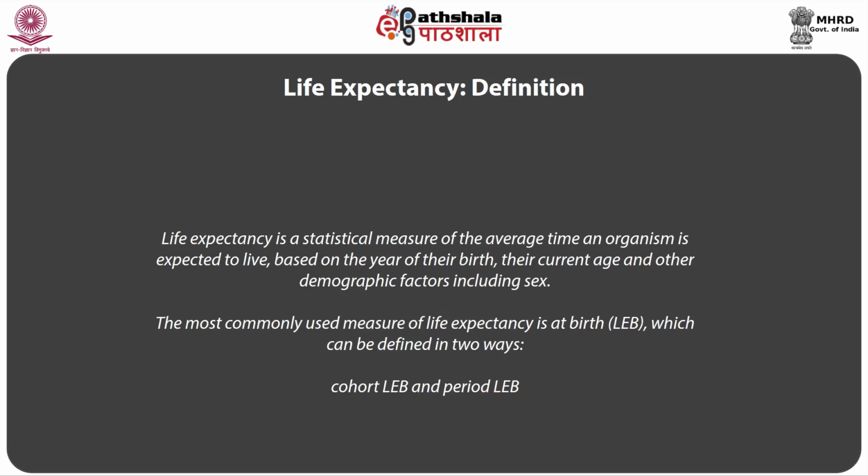Life expectancy is a statistical measure of the average time an organism is expected to live based on the year of their birth, their current age, and other demographic factors, including sex. The most commonly used measure of life expectancy is at birth, commonly known as LEB, which can be defined in two ways, that is, cohort life expectancy at birth and period life expectancy at birth, which are described further in the following lines.